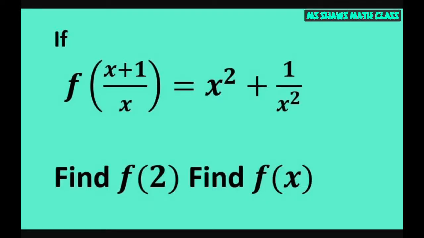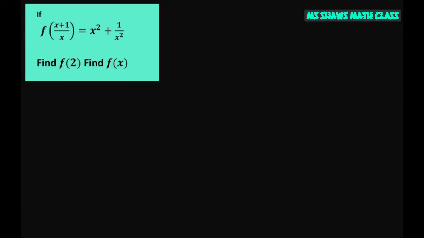Everyone, if f of (x plus 1)/x equals x squared plus 1/x squared, we're going to find f of 2 and find f of x. So the first one, the reason we're doing f of 2 is just to give you the format to do it. Basically, for this one we want this to be 2. So we'll just set it to 2.